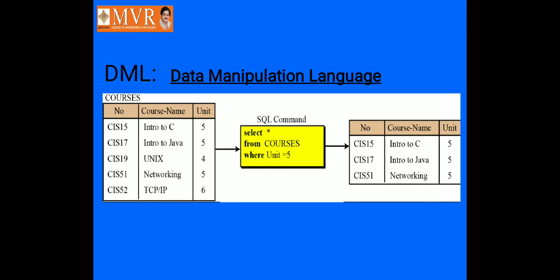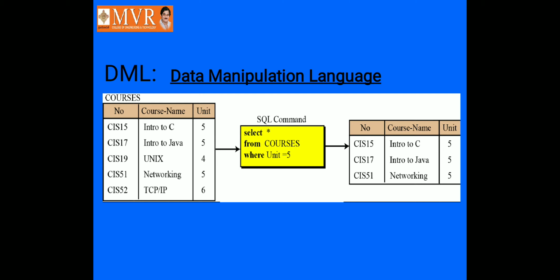Here the DML. See the first one, the table is there, and the table name is courses. What are the entities there? Number, course name and unit. How many fields are there? Five data rows are there, or you can call it five records. CIS 15, CIS 17, CIS 19, CIS 51 and CIS 52.